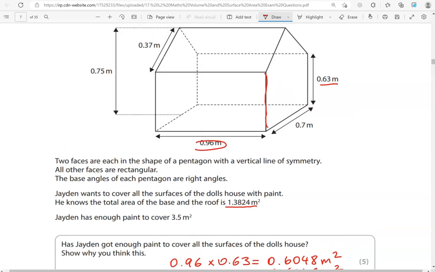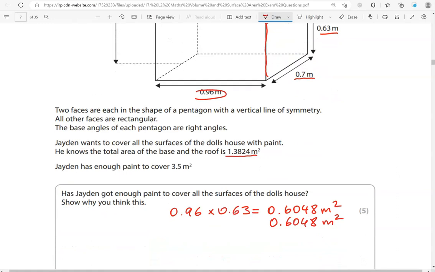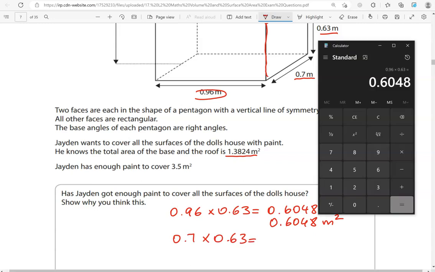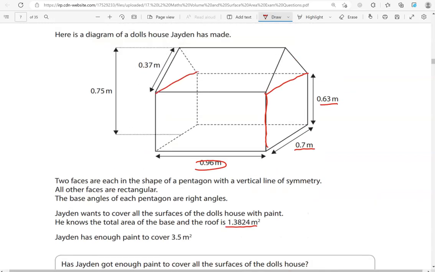and looking at the pentagon, so we're going to split that into two shapes, the rectangle and triangle. So rectangle, that will be 0.7 times 0.63, which is 0.441, and that will be the same here.